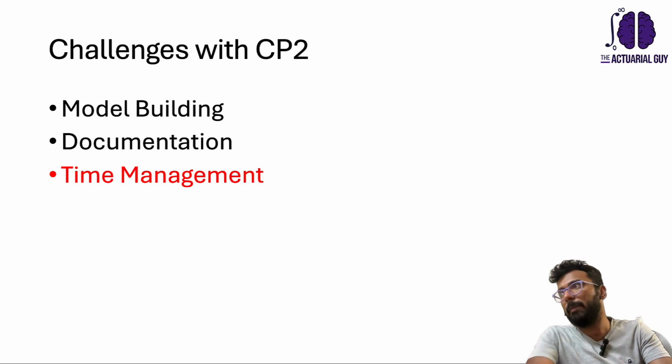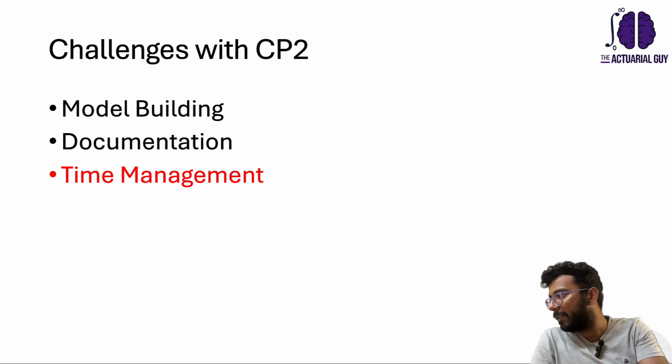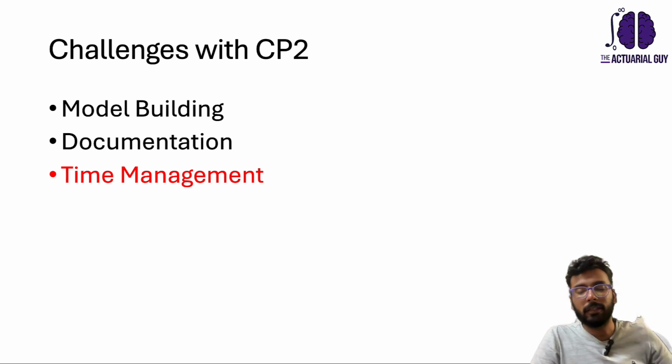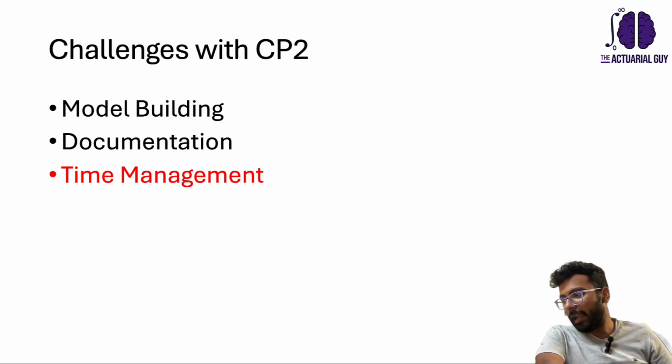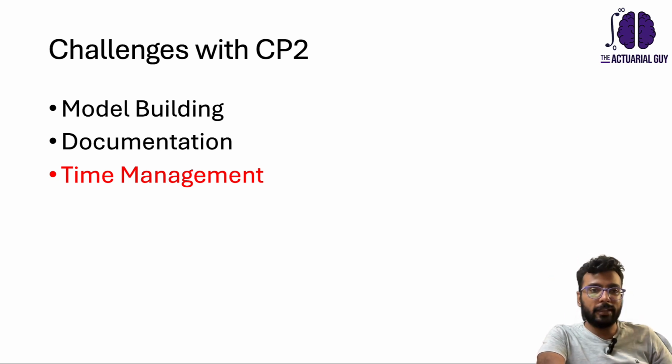It's not a problem. Typical pass percentage for II is between 30 to 40%. Seen something like 27, 28 as well. But yeah, 30 to 40 is typical. IFOA, it's slightly on the higher side, so it's 40 to 50%, right? So those are the challenges with CP2.